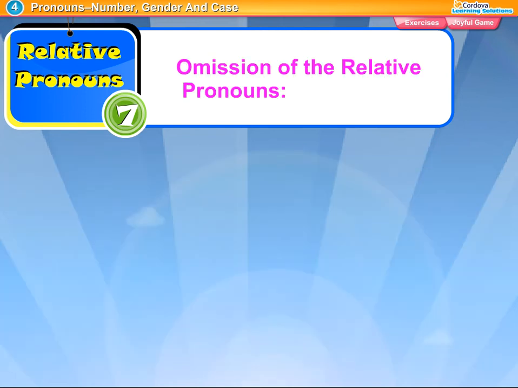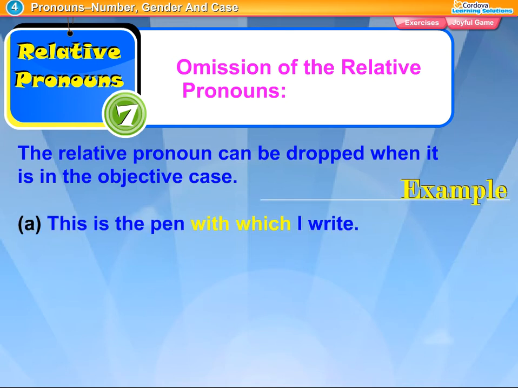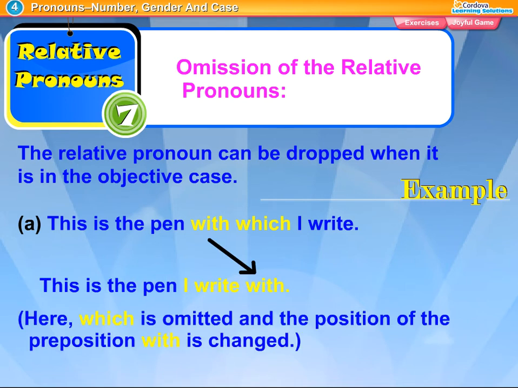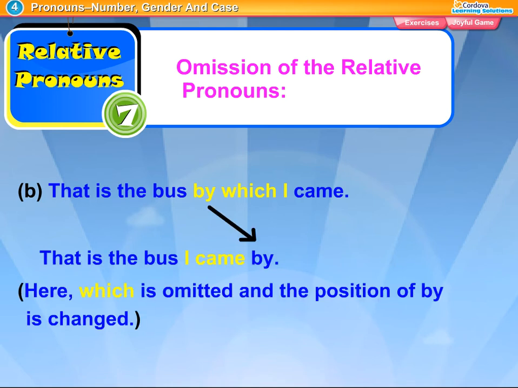Omission of the relative pronouns. The relative pronoun can be dropped when it is in the objective case. Examples: this is the pen with which I write. This is the pen I write with. Here, which is omitted and the position of the preposition with is changed. That is the bus by which I came. That is the bus I came by. Here, which is omitted and the position of by is changed.